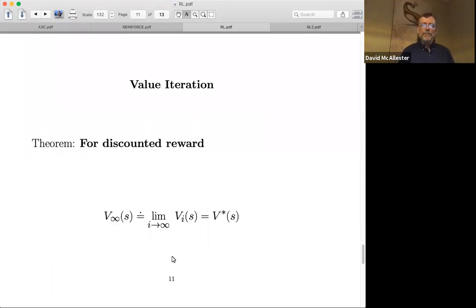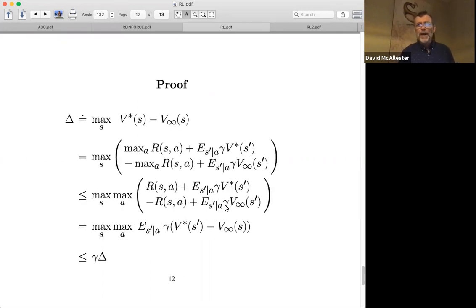And then there's this theorem that says that in the limit as i goes to infinity of value iteration, the limit of the value function is V star. And I have a proof of that theorem. I don't want to get too bogged down in proofs, but let me just go through this at an intuitive level.